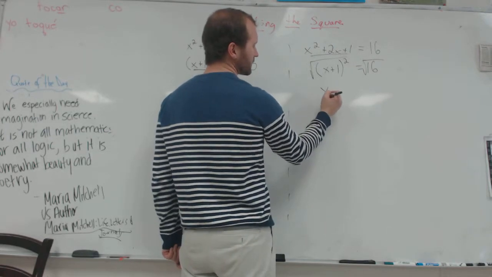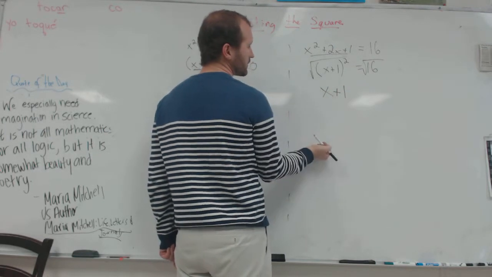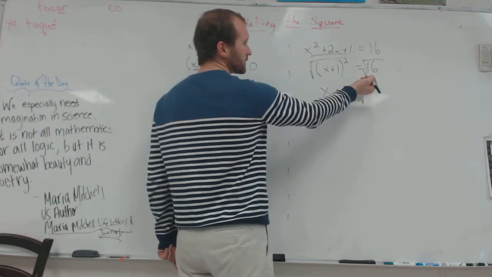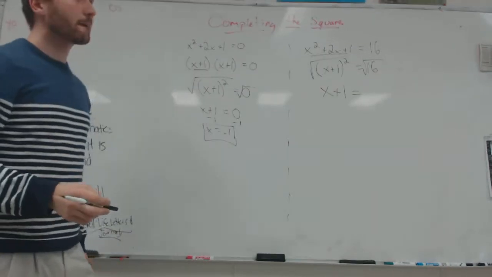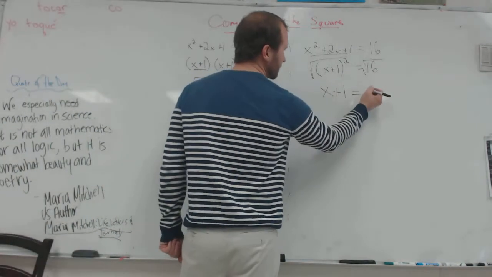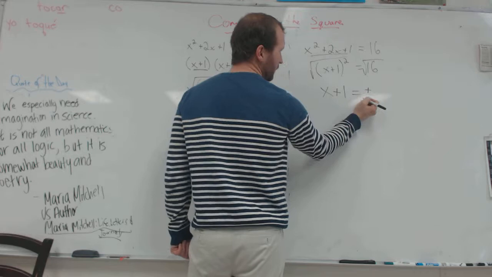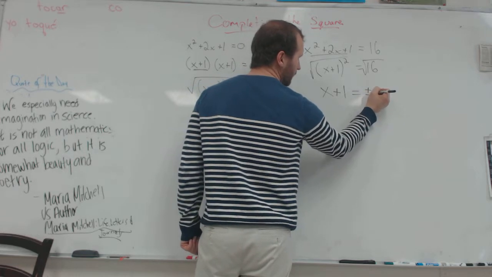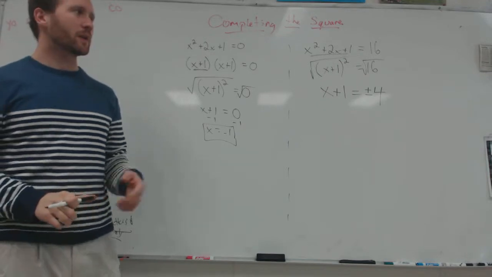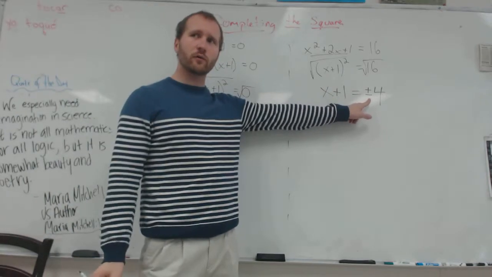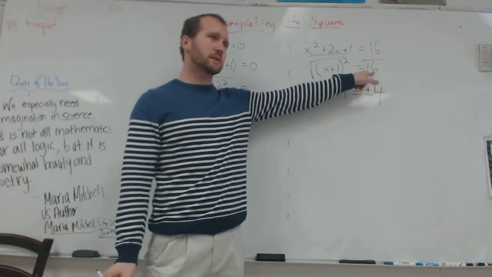So this side, the square root of x plus 1 squared is x plus 1. But the square root of 16 is not 4. We're going to write it like this. The square root of 16 could be a positive 4, but it could also be a negative 4. So we're going to write plus or minus 4. Because negative 4 times negative 4 also equals 16.